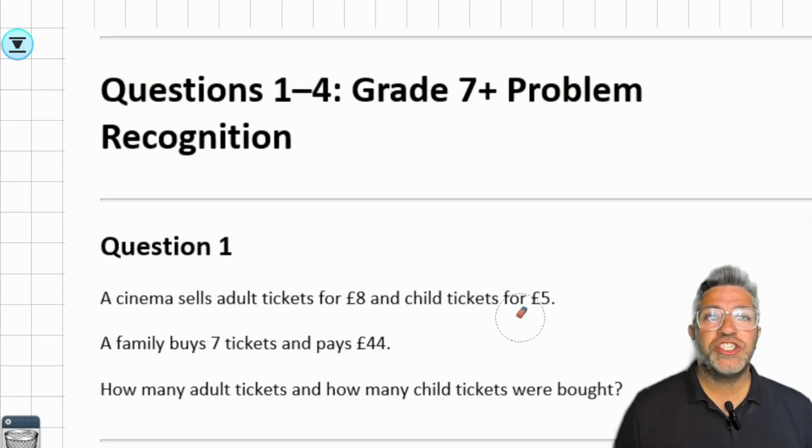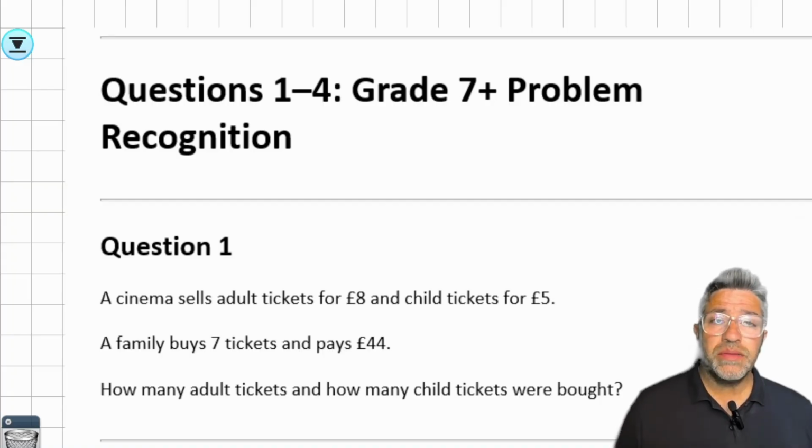If we take question 1, I'll just read it out for starters. A cinema sells adult tickets for £8 and child tickets for £5. A family buys 7 tickets and pays £44. How many adult tickets and how many child tickets were bought? Now, you might take the approach of trial and improvement, but that certainly isn't an efficient way of working. Personally, I always take an algebraic approach. It's one of my preferred topics, and I think it is also very efficient.